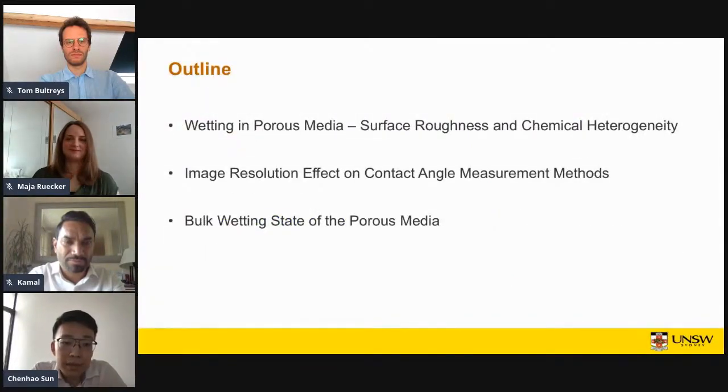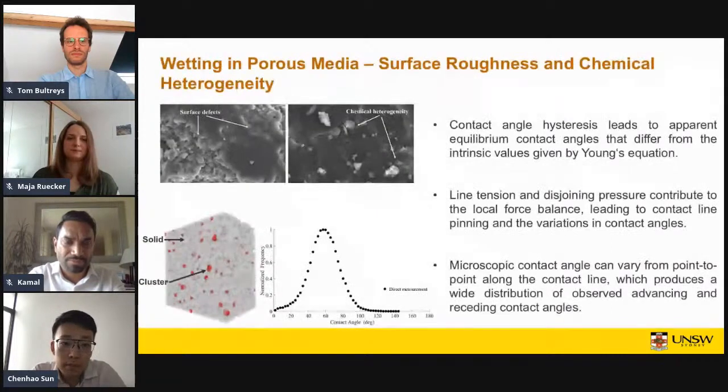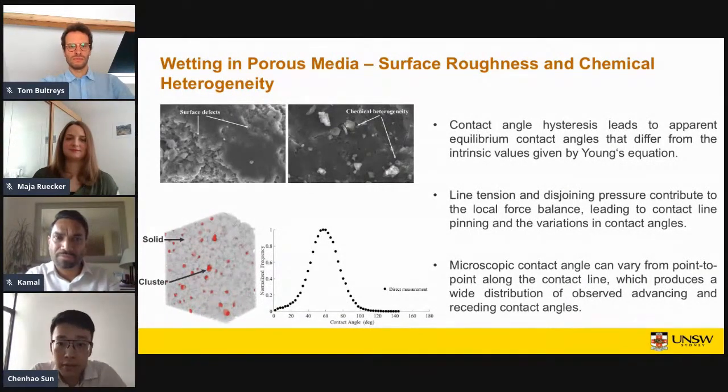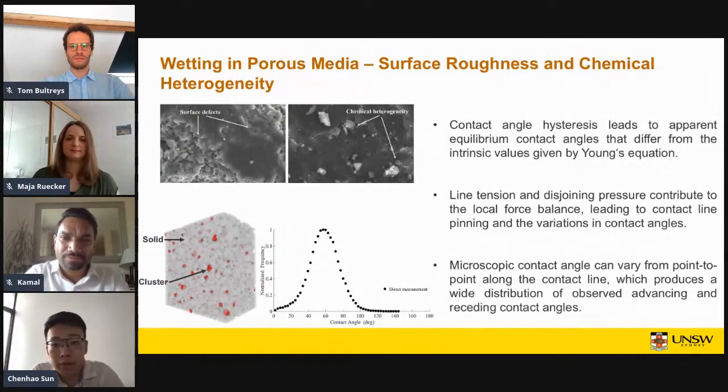Due to the time limit, I will mainly focus on these three key points that this community may be the most interested in. The first point is the surface heterogeneity, which is common in porous media and subsurface rocks. One factor complicating the understanding of wetting phenomena in these complex systems is the effects of contact angle hysteresis due to the surface roughness and chemical heterogeneity.